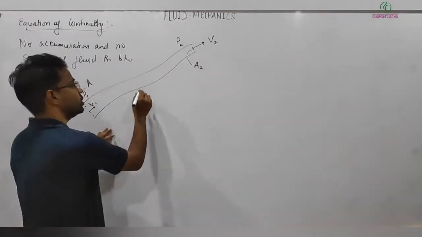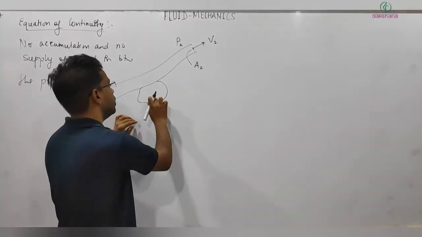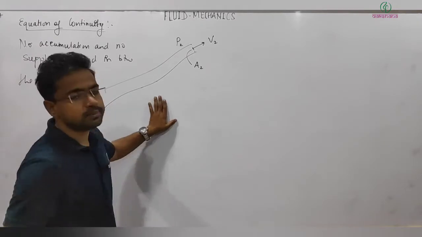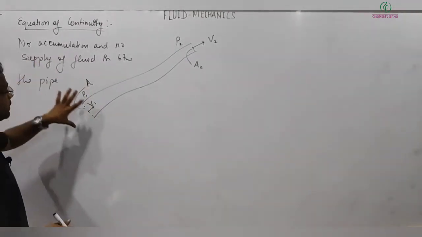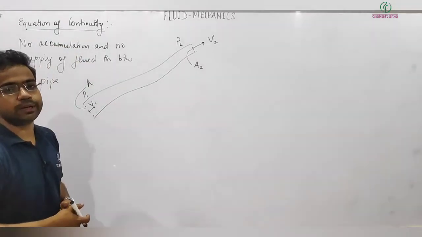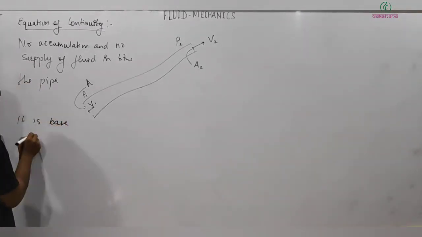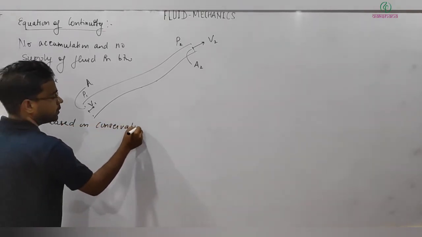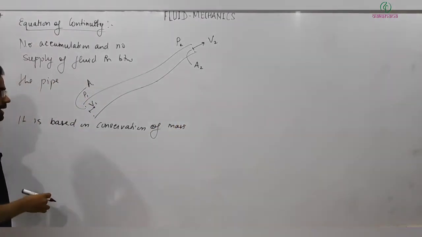There is no storage tank where some fluid is going inside, and no pump which is supplying fluid. Simply fluid is flowing through a pipe. In that situation, what will be the relation between these quantities? We can write that with the help of the equation of continuity. It is based on conservation of mass.